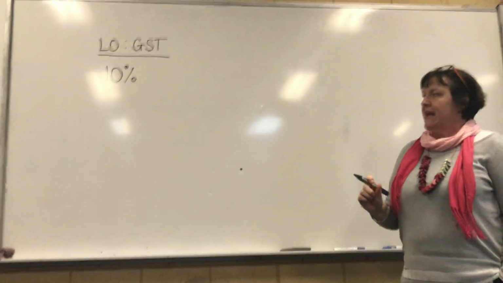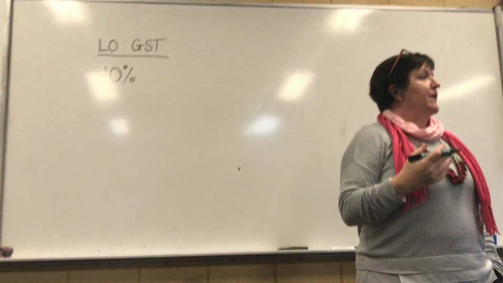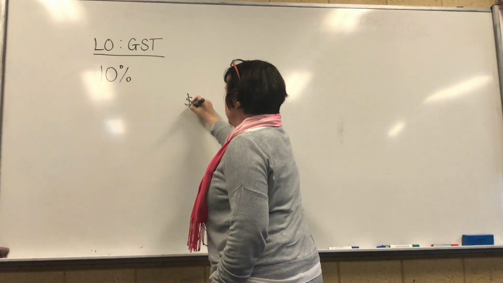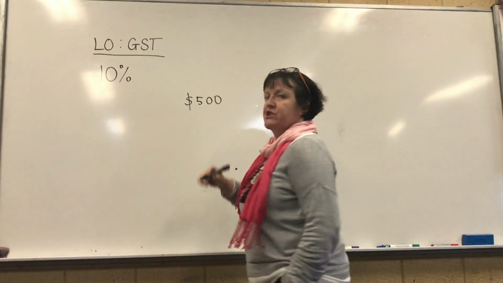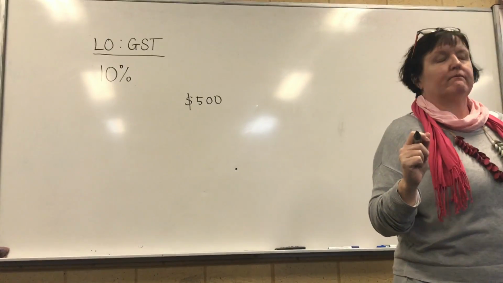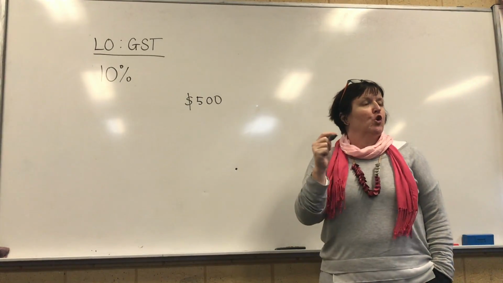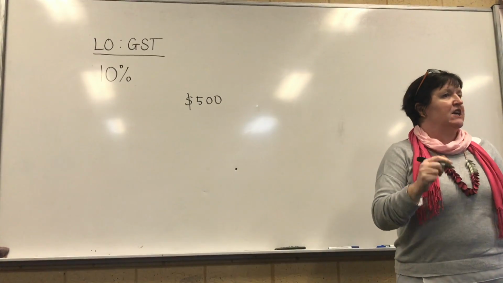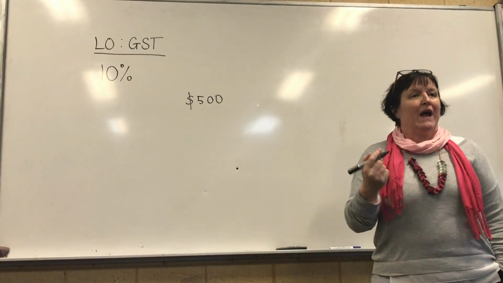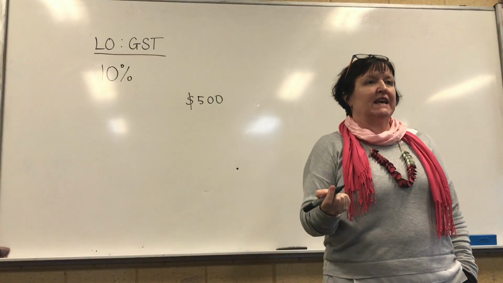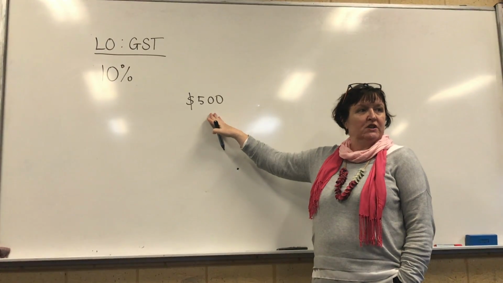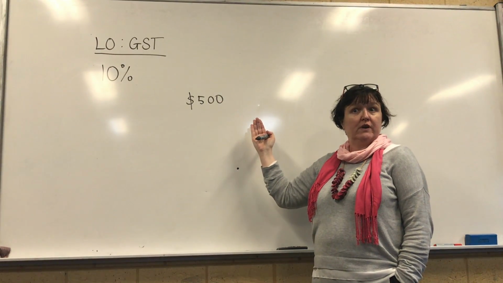So if you are going to charge someone $500 to fit their dishwasher, okay? If your business is registered for GST, you have to charge GST on top of that. Now, the way that you work out what the GST is, you find 10% of that amount and then you add it on, okay?